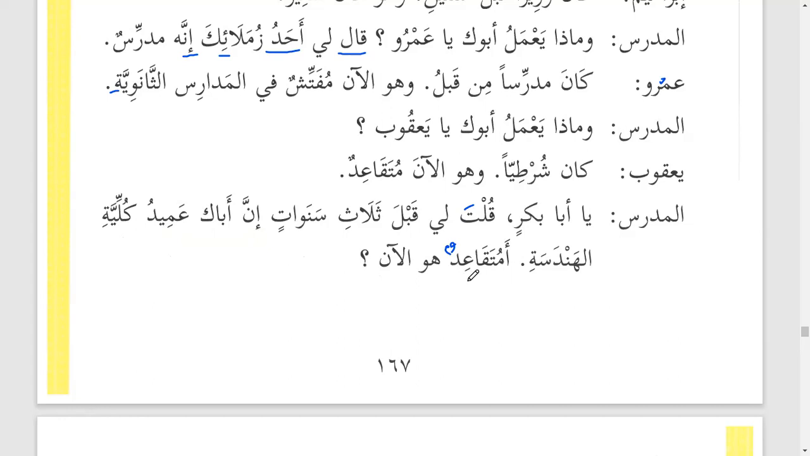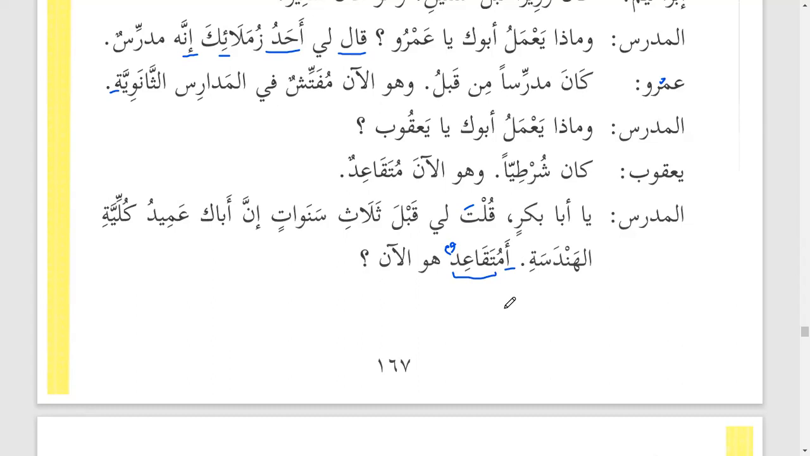متقاعد هو الآن. I have put the tanween here, so the ending must be clear. متقاعد. He is retired now. Is he retired now? Do you remember the example we have discussed earlier, that when a hamza comes in the beginning of a sentence, then after that we can have a common noun as a predicate. There was an example from the Quran.